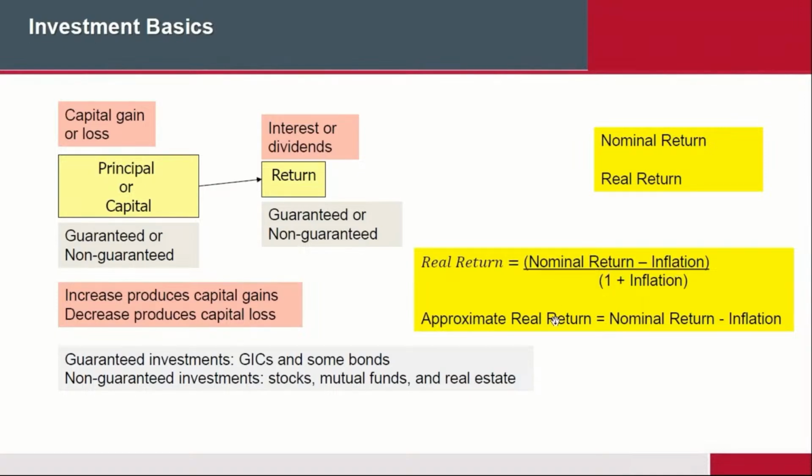Really, all you need to know is this one here. In other words, approximate real rate of return equals nominal return minus inflation. For example, if nominal return is 5% and inflation is running at 2%, then your real rate of return is 3%. Simple as that, okay?